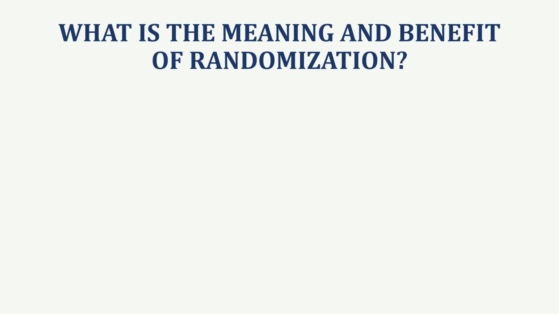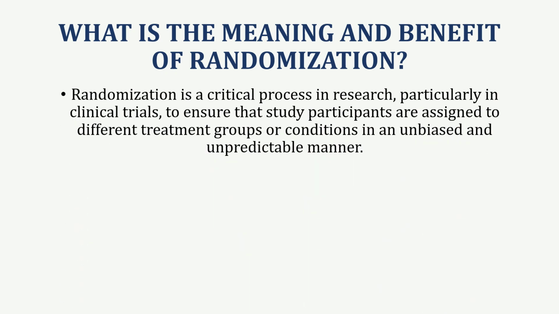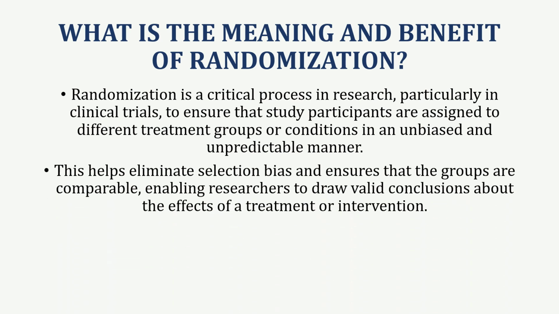So moving on to the meaning and the benefit of randomization. Randomization is a critical process in research, particularly in clinical trials, to ensure that study participants are assigned to different treatment groups or conditions in an unbiased and unpredictable manner. This helps eliminate selection bias and ensures that the groups are comparable, enabling researchers to draw valid conclusions about the effects of a treatment or intervention.